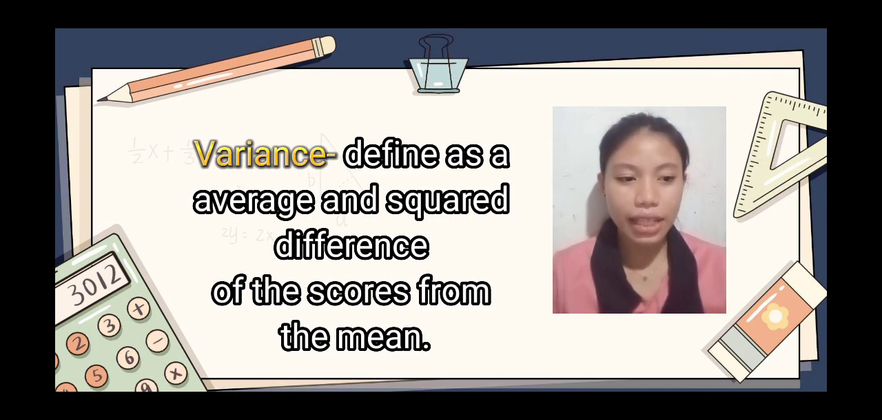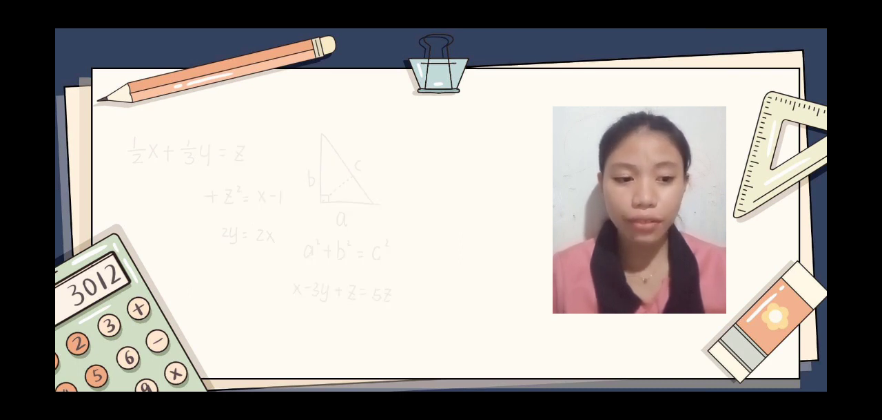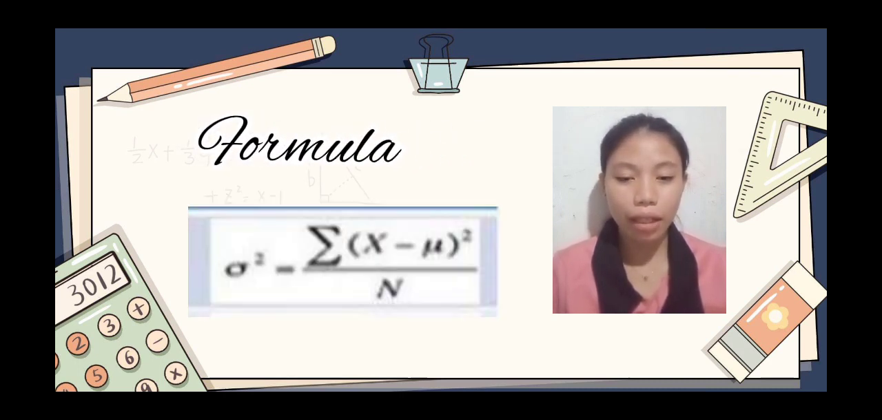Variance is defined as the average squared difference of the scores from the mean. It tells us how close the scores are to the mean of the distribution. So for us to solve it, here is the formula: sigma squared equals the sum of (x minus mu) squared over N. Here, x is the score, mu is the mean, and N is the total number of scores.